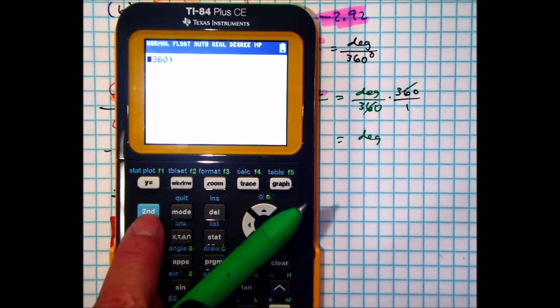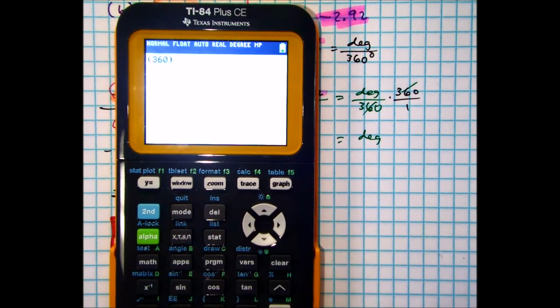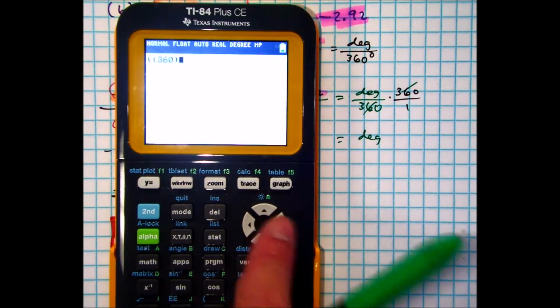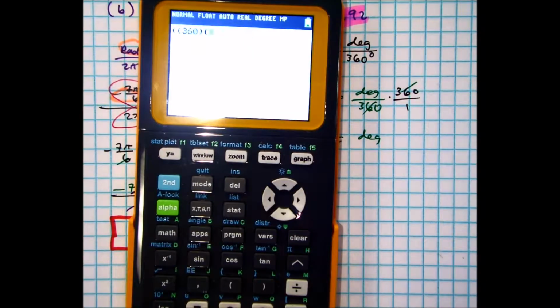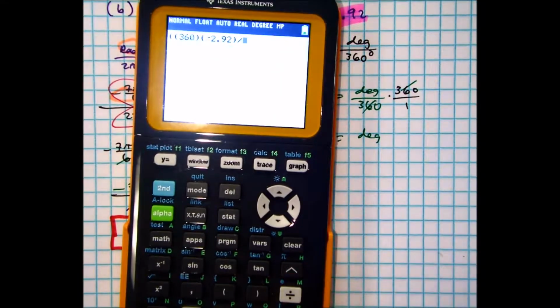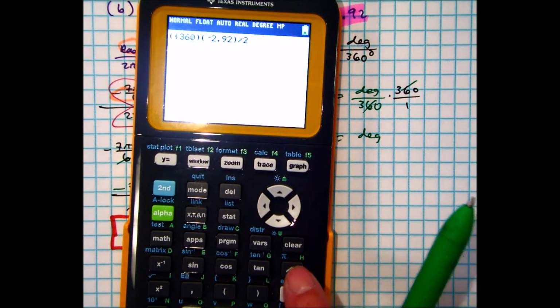So I have second, I missed a parentheses, so I'm going to put second delete, which means insert, so I don't have to delete everything. And then I'm going to multiply it by negative 2.92. And then I'm going to divide my answer by 2 pi. Second, and then the caret button.